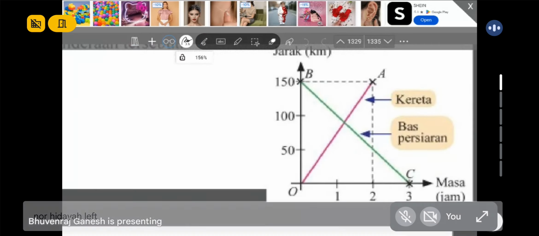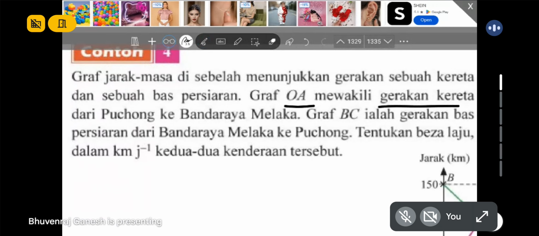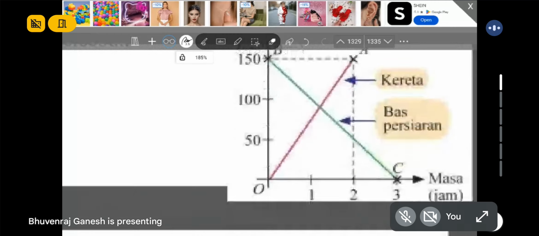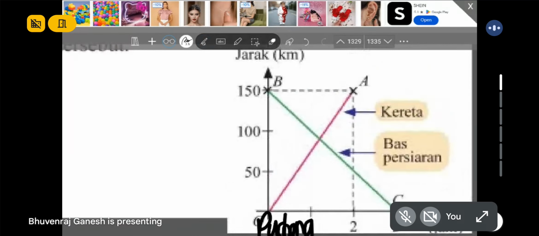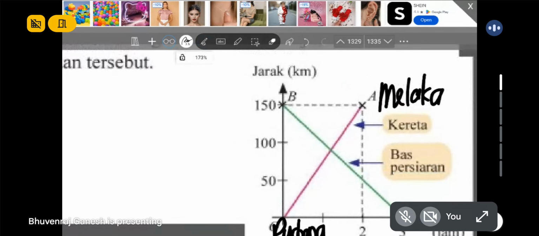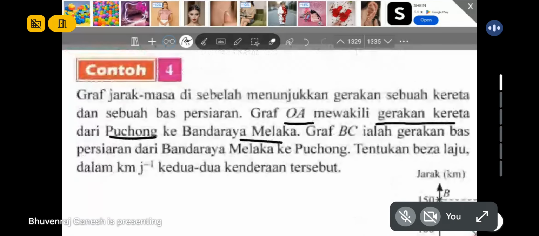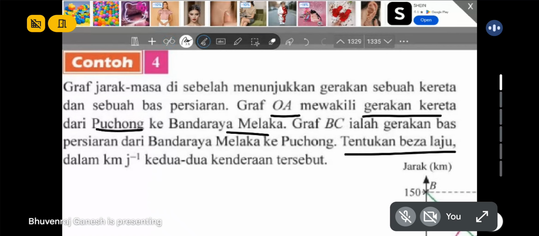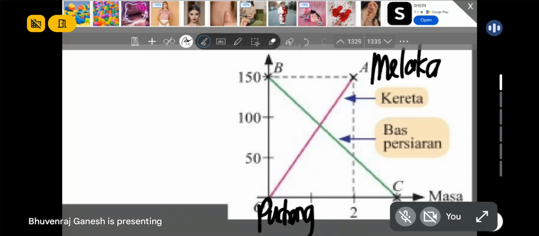Okay? Alright, so now contoh 4. Okay, so this is the graph guys. So they say, okay, OA is the car. Okay, gerakan kereta from Puchong to Melaka. Okay, so this one is Puchong. This one is Melaka. So yeah, you guys must imagine lah. Okay, yang atas tu Melaka, yang bawah tu Puchong. That's all. Okay, and then BC is the bus. Okay. So they want you guys to find the difference in the speed. Okay, beza laju.